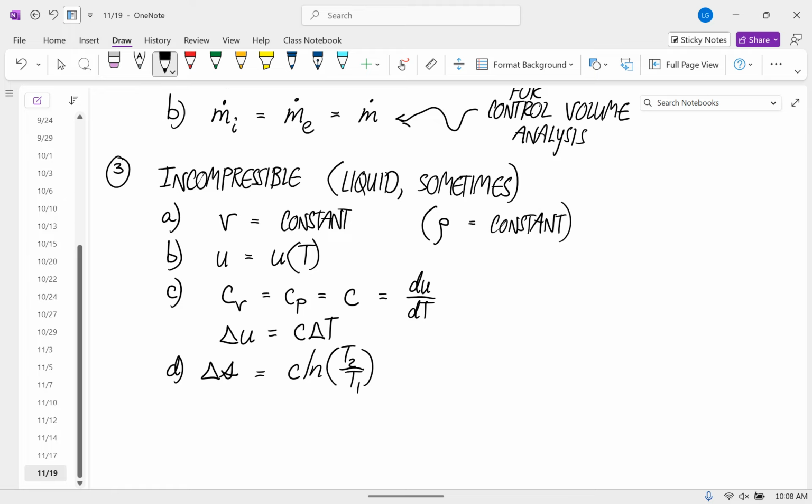And these two things, well, really all of this, but these two are the specific ones where it's important to notice this: you can use these for any temperature range.